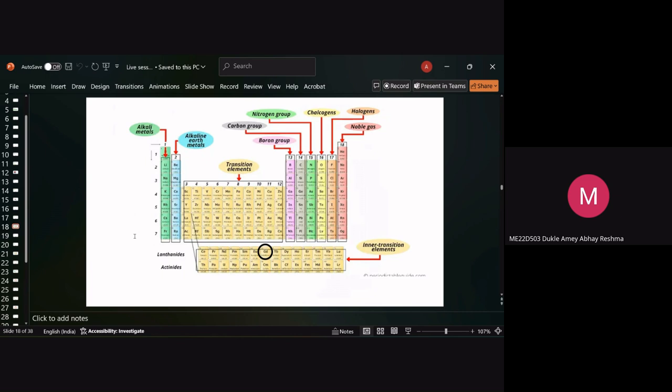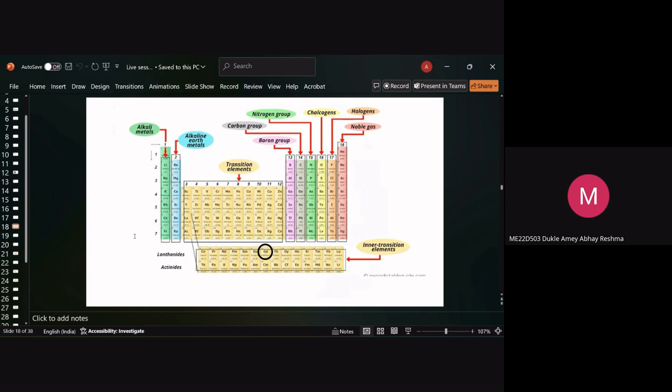So here is the periodic table. You can see group 1, that is called alkali metal. Group 2 is called the alkaline earth metal. Then group 3 is the boron group, group 4 the carbon group, group 5 the nitrogen group, group 6 the chalcogen or oxygen group, group 7 the halogens or fluoride group, and group 8 the noble gases.